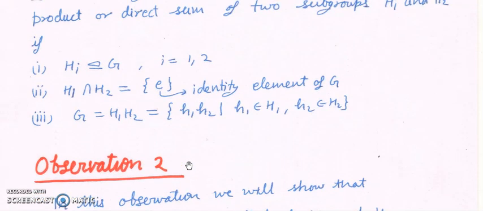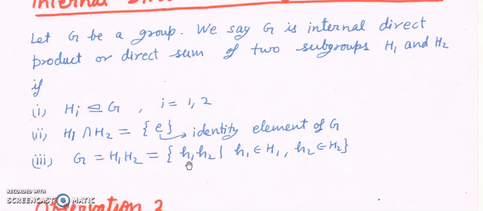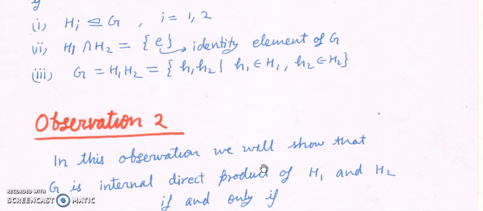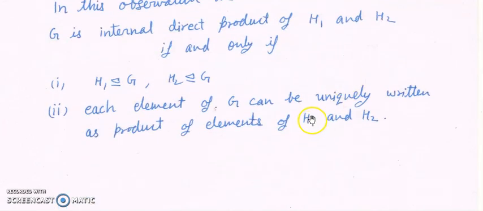Now this is the definition of internal direct product, but it can be restated in another way: H1 is normal in G, H2 is normal in G, and each element of G can be uniquely written as a product of elements of H1, H2. So this we can also take as a definition. The only difference between these two is that in the first, the intersection of H1, H2 is identity, and here there is one thing, that uniqueness: each element can be uniquely written. So we have to verify that these two things are equivalent.